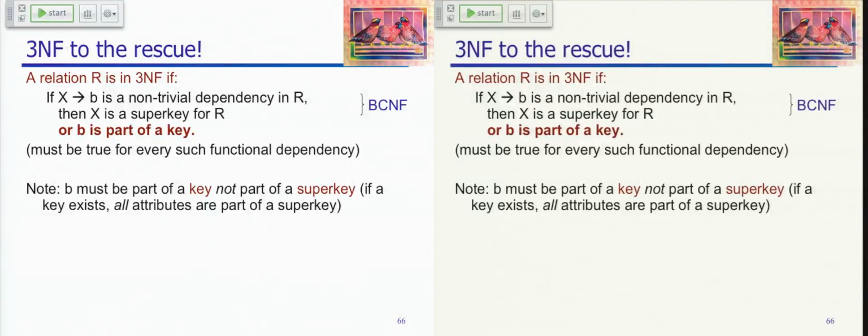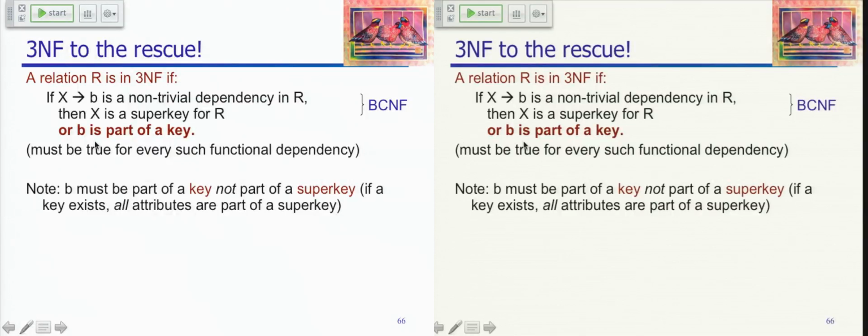We just mentioned that the problem with BCNF is that it gets rid of all the redundancies, but now there are some functional dependencies which are not preserved in any one table. So 3NF is pretty similar to BCNF, but the rule just has one extension. A relation R is in 3NF if X determines B is a non-trivial dependency in R, then X is a superkey for R. So that part is still the same as BCNF.